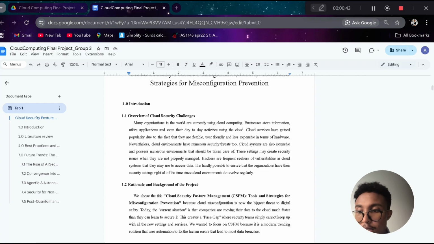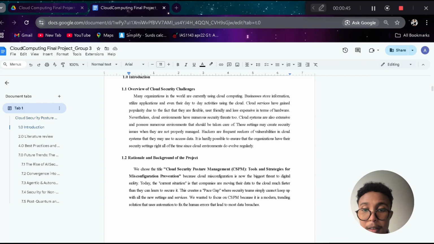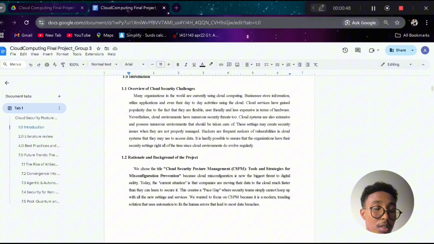However, cloud security is a serious challenge. Cloud environments are very complex and change very fast. Because of this, many security problems happen due to misconfiguration, which means wrong security settings. These security issues are usually caused by human error, not by hackers directly.